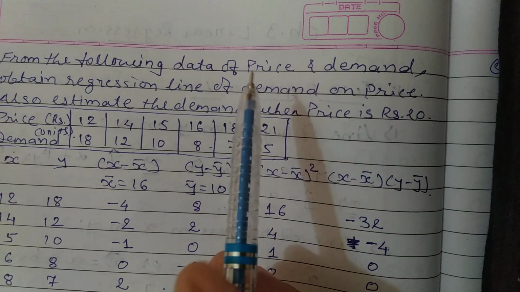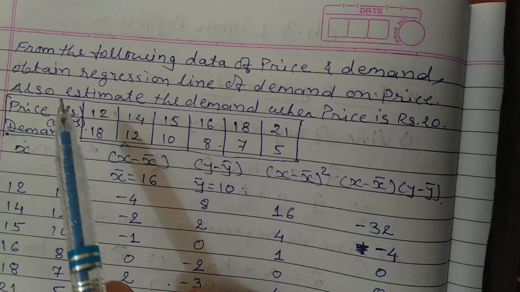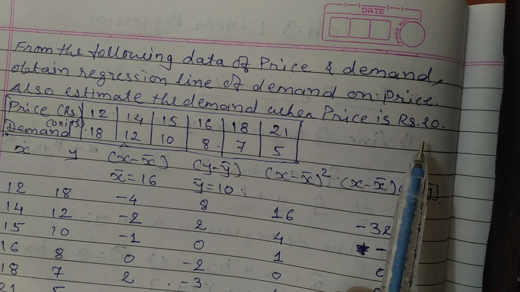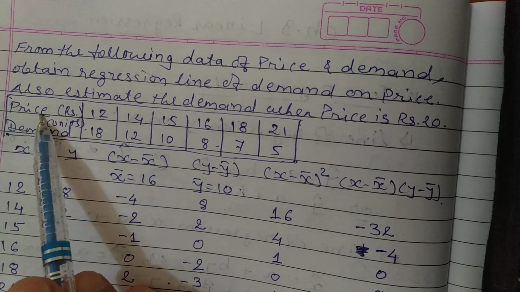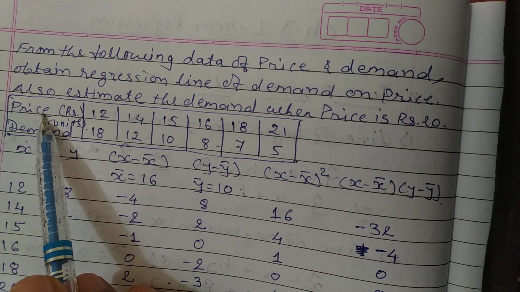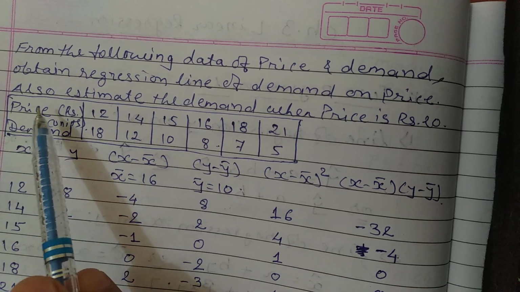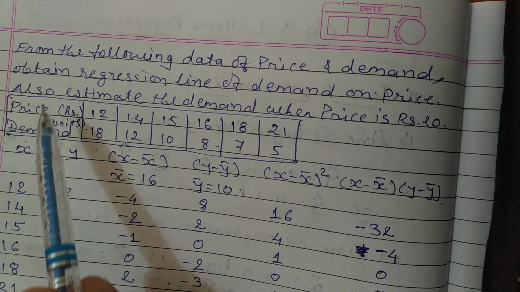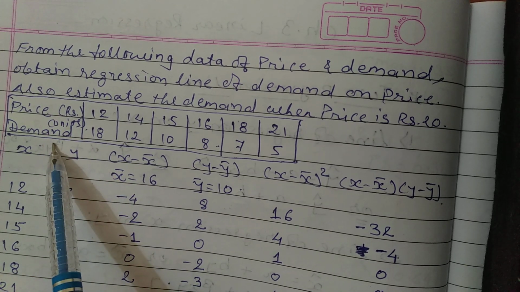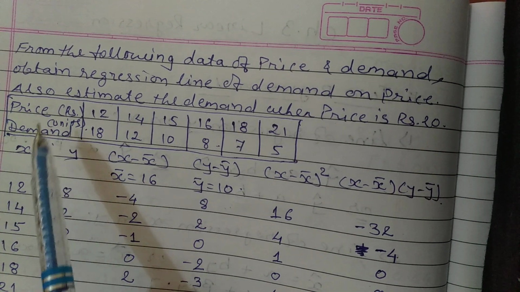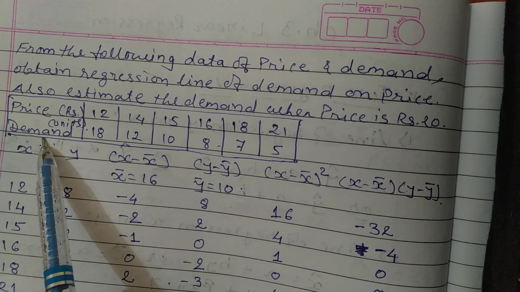Now, read the questions properly. They have asked, and this is the important thing, to also estimate the demand when the price is rupees 20. Price is the independent variable, demand is dependent on price. That's why price is to be considered as your x, demand is to be considered as your y. Price is given as 20, that means x is 20. You are supposed to estimate the value of y, that is demand.